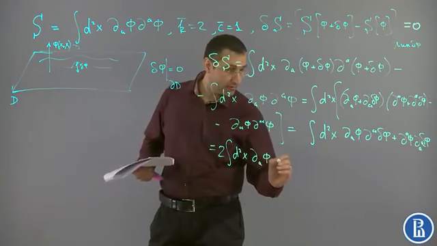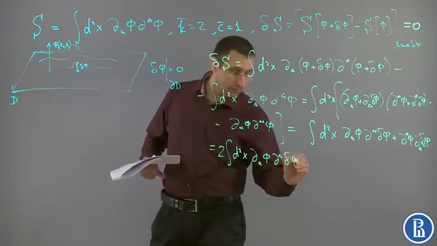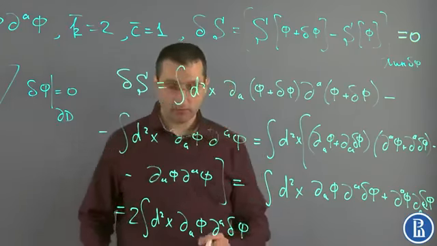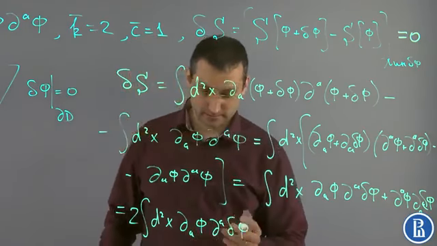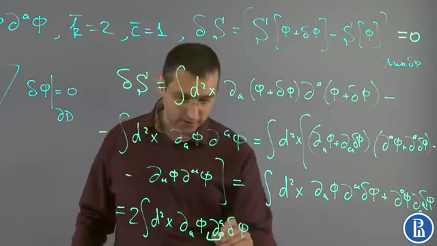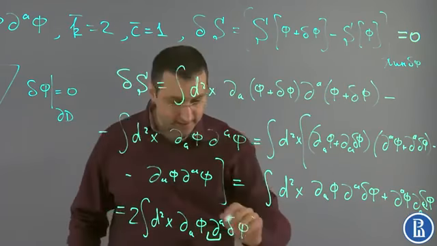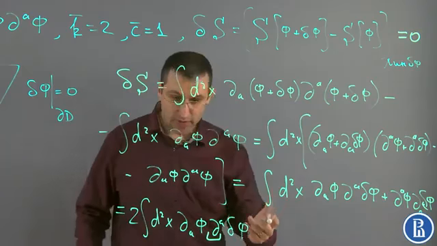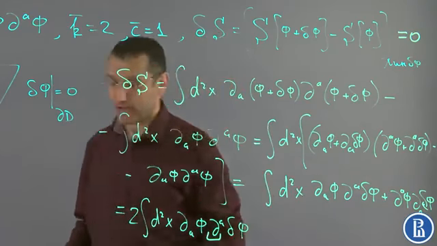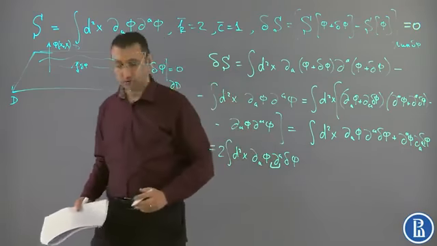Now we want to get rid of the differential acting on delta phi, because we want to put this to be 0 for any delta phi. But how do we do that? We have to do the partial integration. Let me clarify how that should be done.